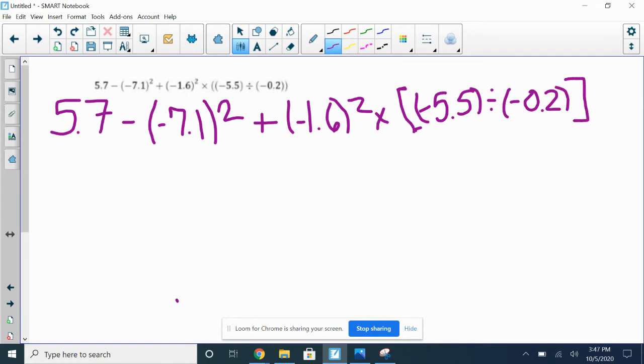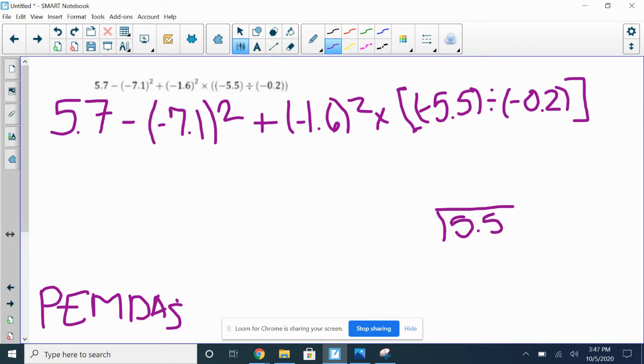All right, so let's go again. We're going to write our PEMDAS down here. My first step is to look at my parentheses. So now I'm looking at negative 5.5 divided by negative 0.2. So that 5.5 is going to go in the house because it comes first. And I'm going to go ahead and ignore my signs until we're done with division like we did last chapter.